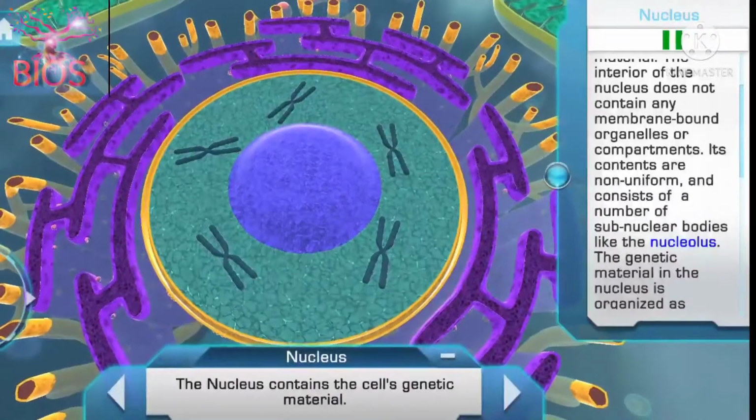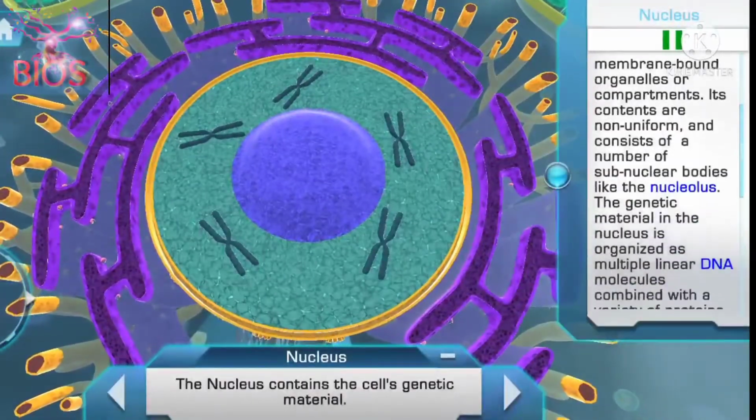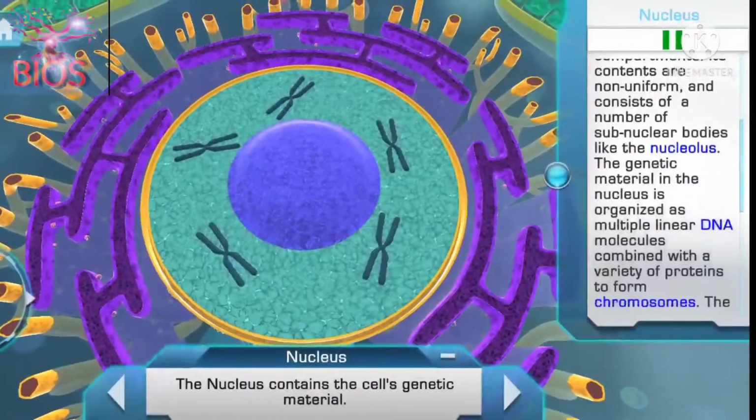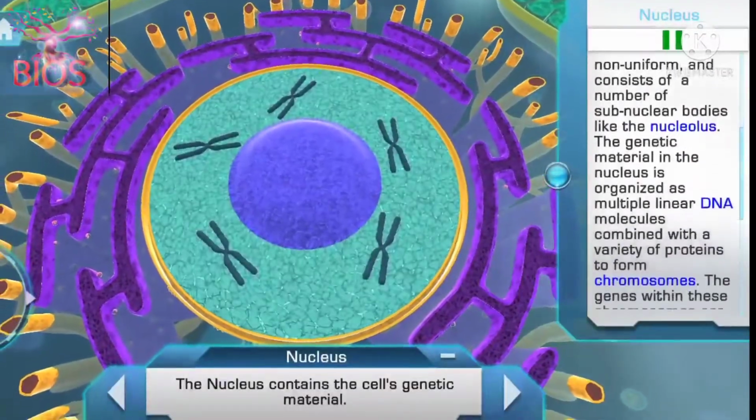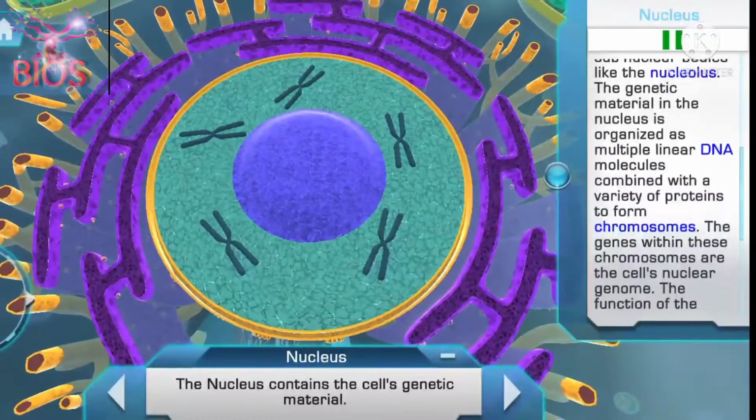The genes within these chromosomes are the cell's nuclear genome. The function of the nucleus is to maintain the integrity of these genes and to control the activities of the cell by regulating gene expression. The nucleus can therefore be considered the control center of the cell.